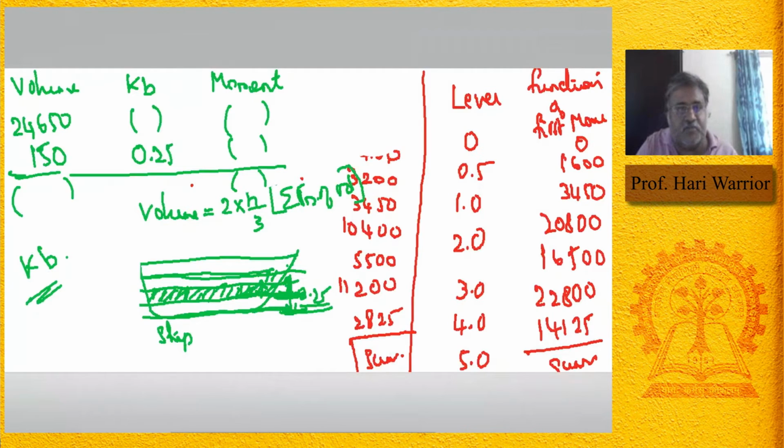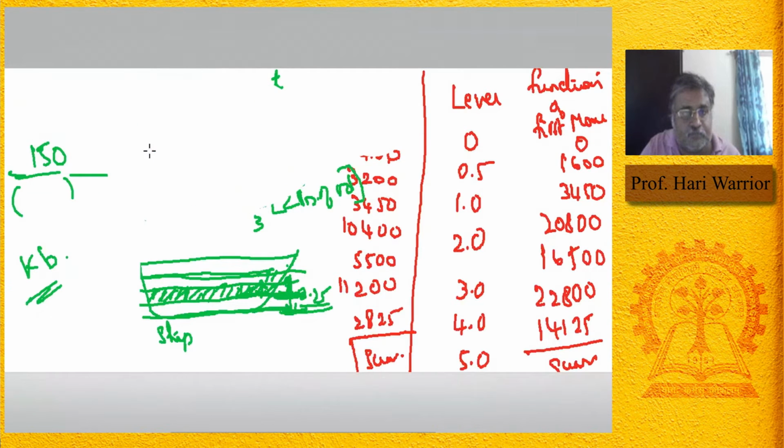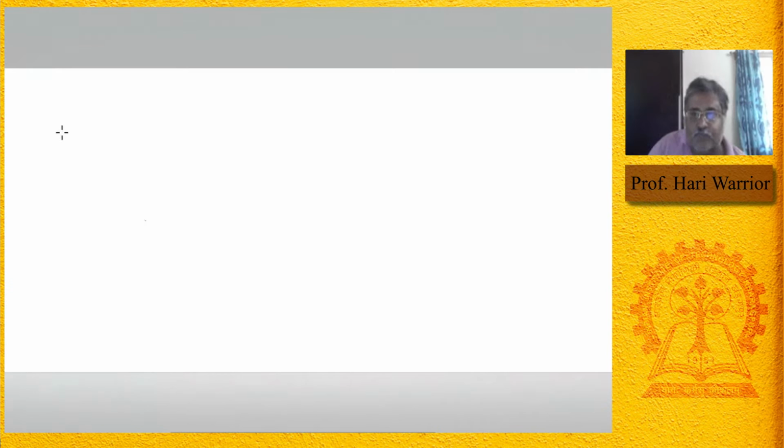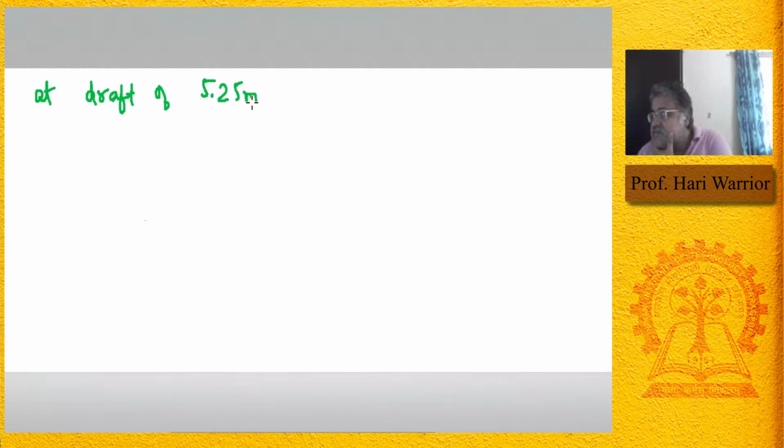There is a second part to this problem, which is basically based on this only. Still we'll see. Okay, then it says that at a draft of 5.25 meter, the vessel has the following half ordinates of water plane commencing from aft. Now you are given the half ordinates of water plane.